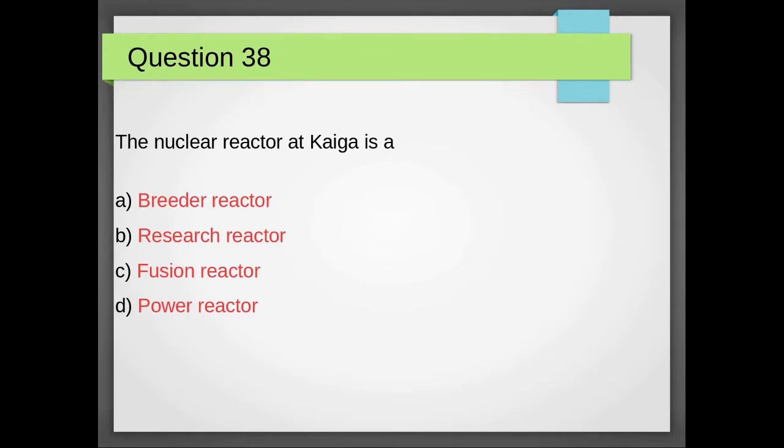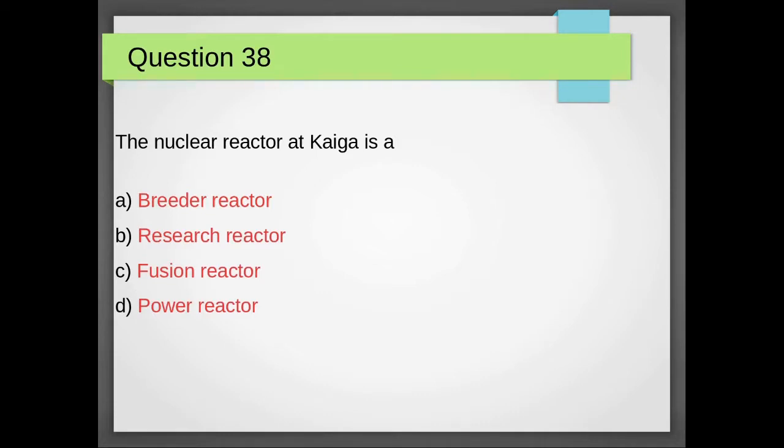Question 38. The nuclear reactor at Kaiga is a breeder reactor, research reactor, fusion reactor, power reactor. Out of the four choices, fusion reactor can be straight away eliminated because mankind is yet to invent a fusion reactor. The one at Kaiga has been established mainly to generate power. So it's a fission reactor that generates power, but since you don't have fission reactor as one of the options, you'll have to settle with power reactor.